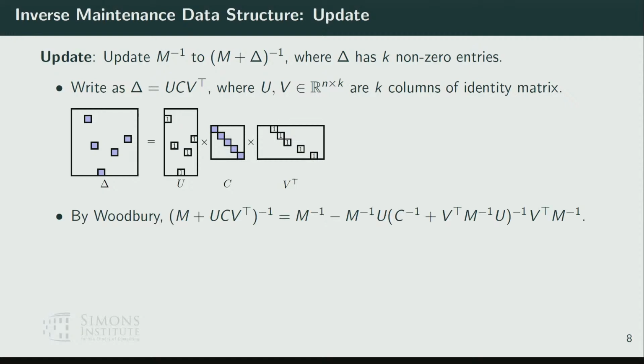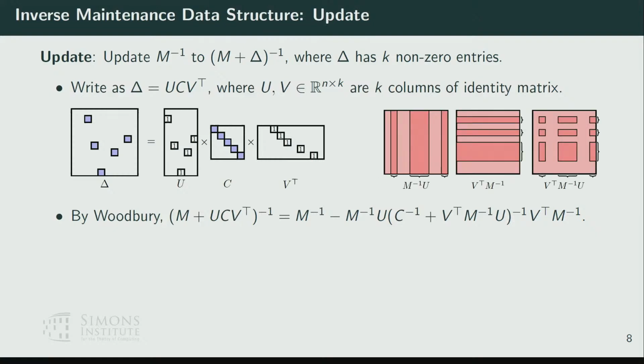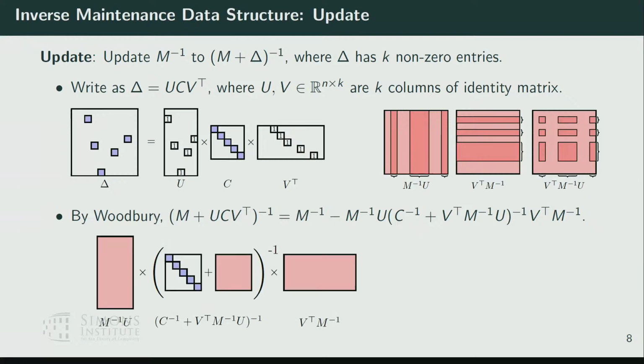And then we will just directly apply the Woodbury identity to it. The hard part when computing the Woodbury identity is this second term. So what are these matrices? They are actually very simple because U and V are both submatrices of the identity matrix. So M inverse U, V transpose times M inverse, and this middle matrix are all just submatrices of the matrix that we already maintain. So we can just read them off.